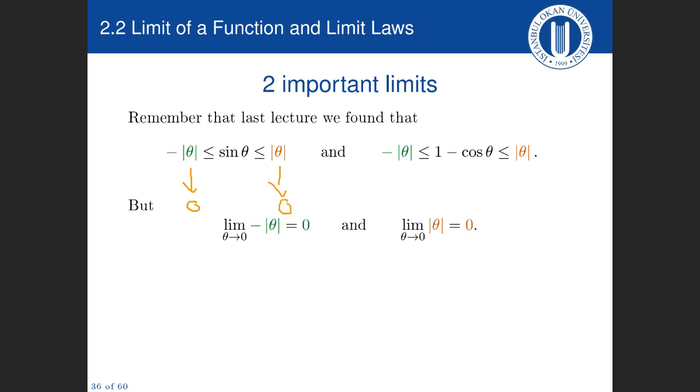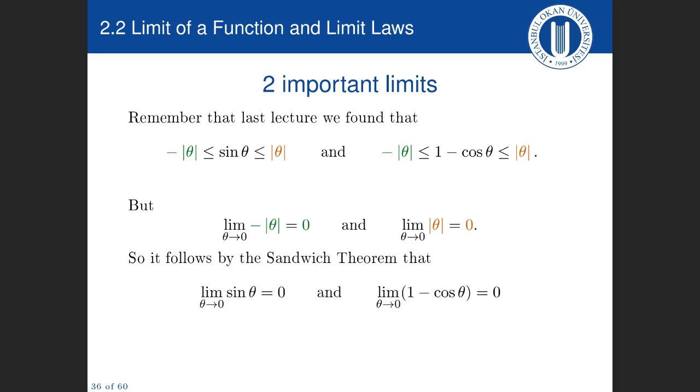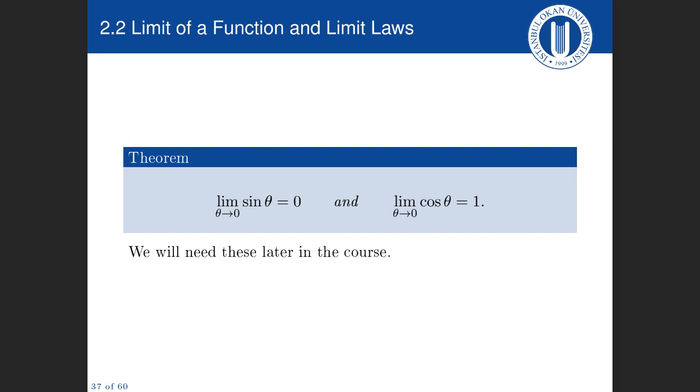What does that tell us about the limit of the thing in the middle? By the sandwich theorem, the limit as theta tends to 0 of sine theta, which is squashed between 0 and 0, must also be 0. And for the same reason, the limit as theta tends to 0 of 1 minus cos theta is equal to 0. Rearrange the right one a little bit. We can see that the limit as theta tends to 0 of cos theta must be equal to 1. These are important results, so let's write them as a theorem. We're going to need these later in the course, so remember these. I'll come back to these in a few weeks' time.